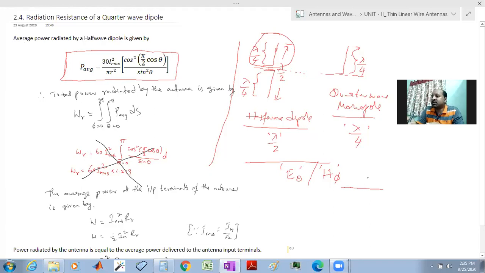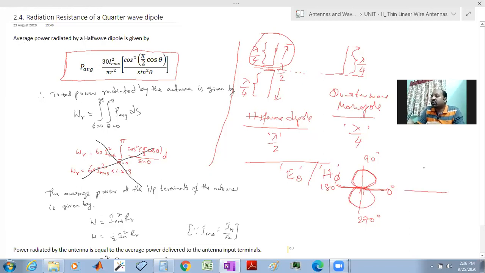What is the radiation pattern of a half wave dipole? Let me draw here. This is 0 degrees, 90 degrees, 180 degrees, and 270 degrees. Let us say this is the dipole, horizontally oriented here. And what is the radiation pattern? This is the radiation pattern. As we know, the radiation pattern is perpendicular to the axis of the dipole, in other words along 90 degrees or 270 degrees. So this is the radiation pattern of a half wave dipole.